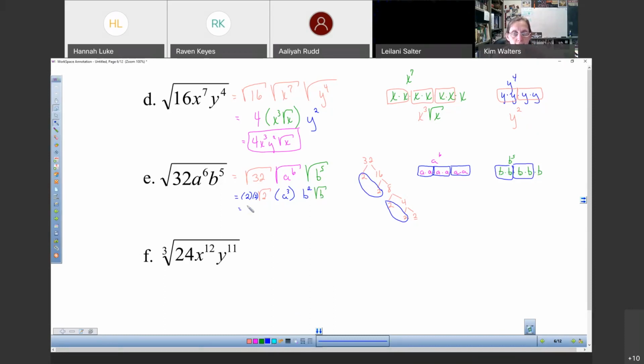So when I clean this up, I have 2 times 2, which is 4, a to the 3rd, b to the 2nd, and then I'm going to have at the end the square root of 2b, because the 2 and the b were still under my radical.